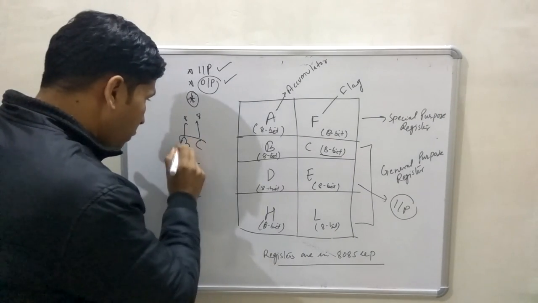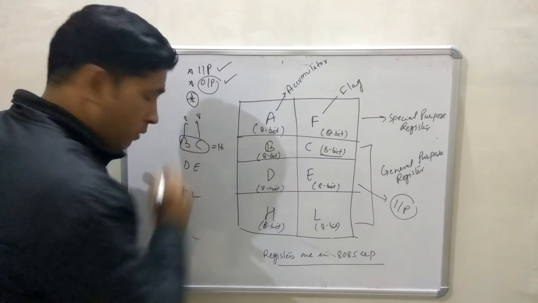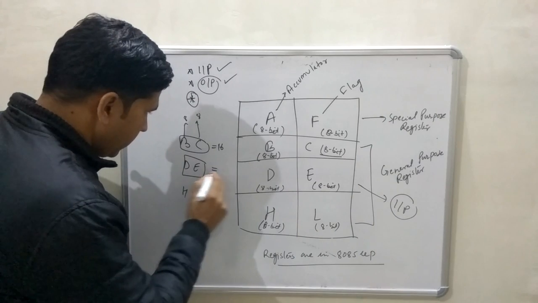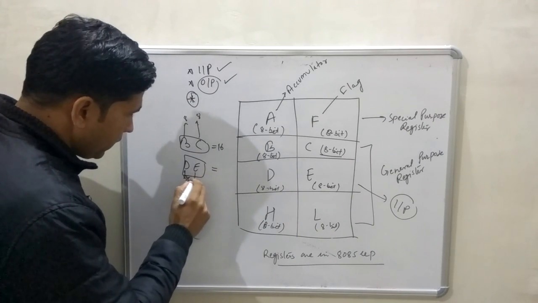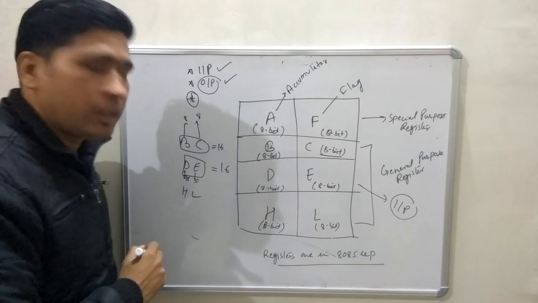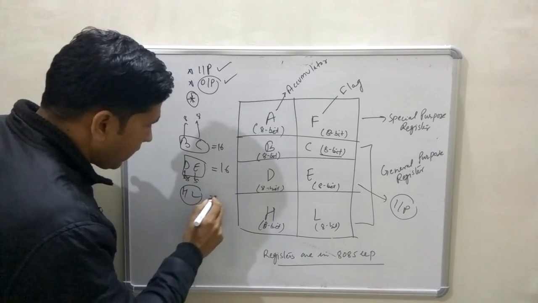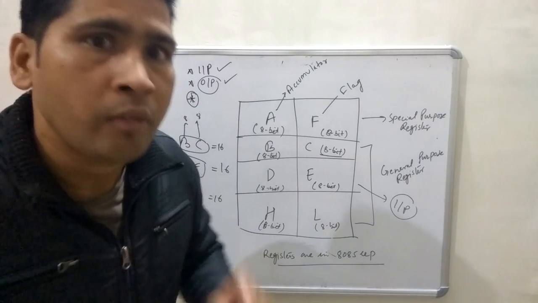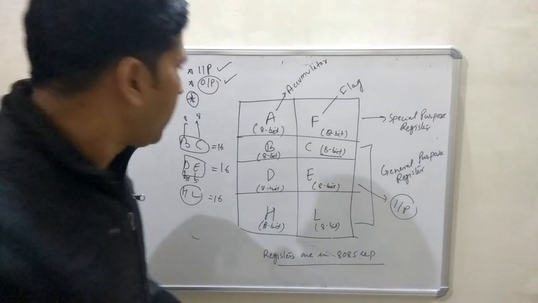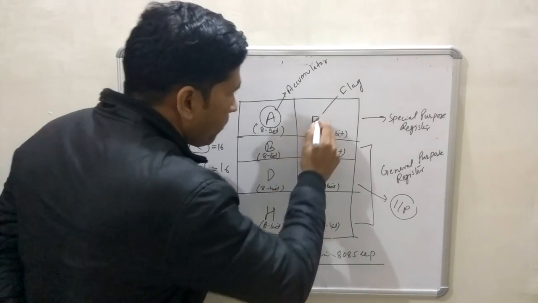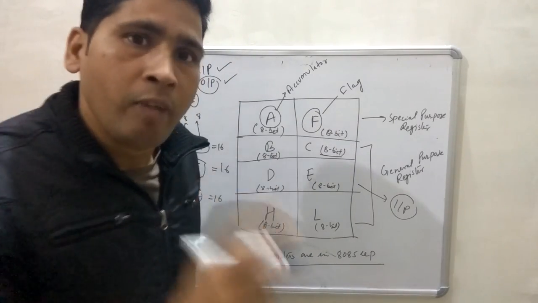By combining two, we can store 16 bit data. In the same case, in case of DE, D stores 8 bit data, E stores 8 bit data, both can store 16 bit data. Same as HL can store 16 bit data. But you must make a pair for storing 16 bit data. You can't make any pair with the accumulator, can't make any pair with the flag register.